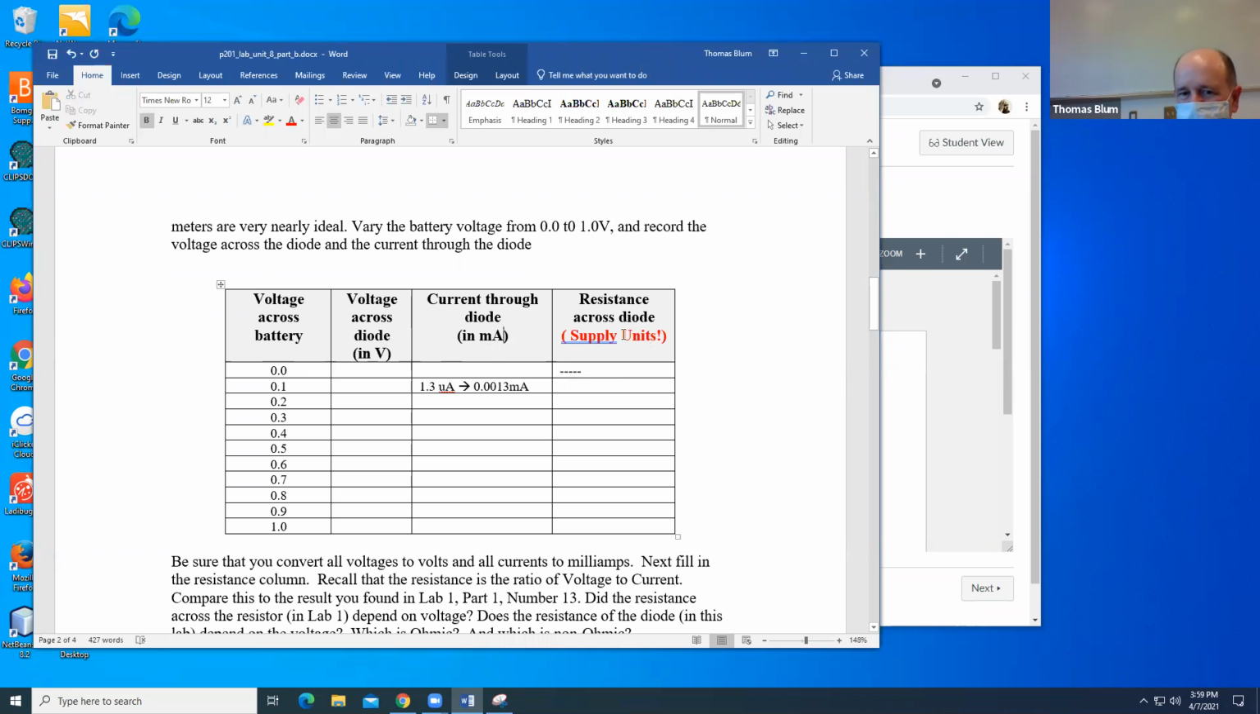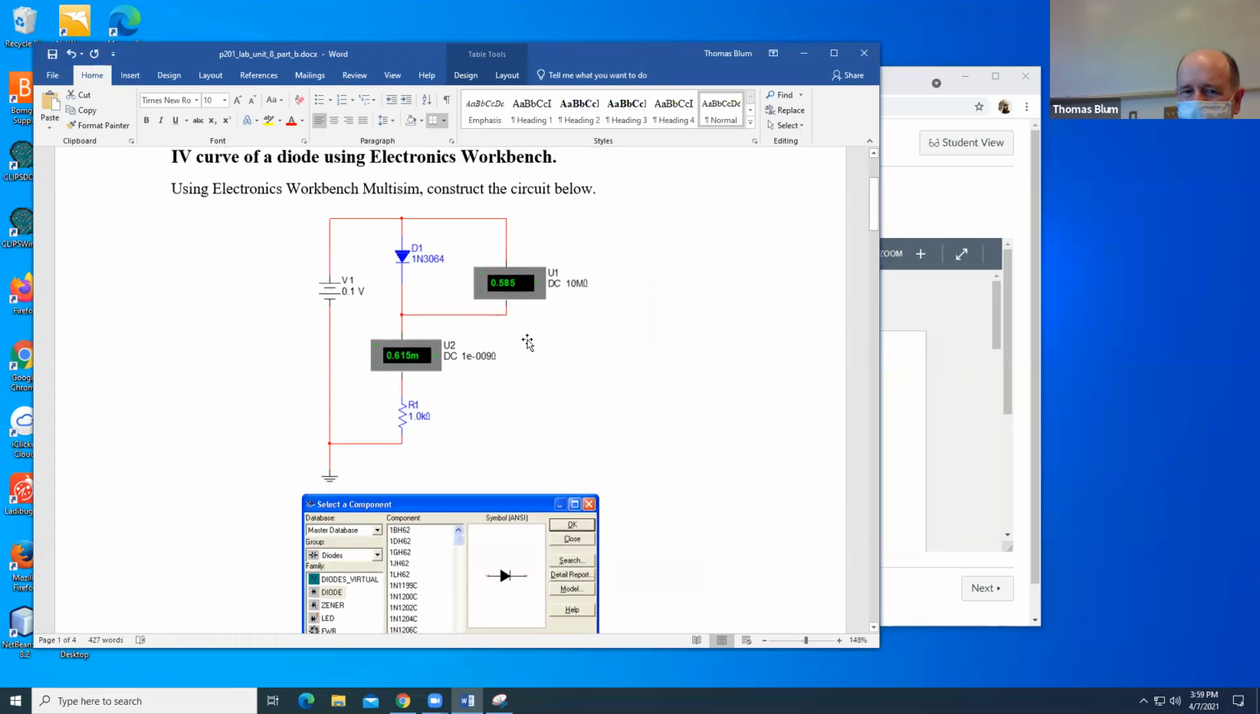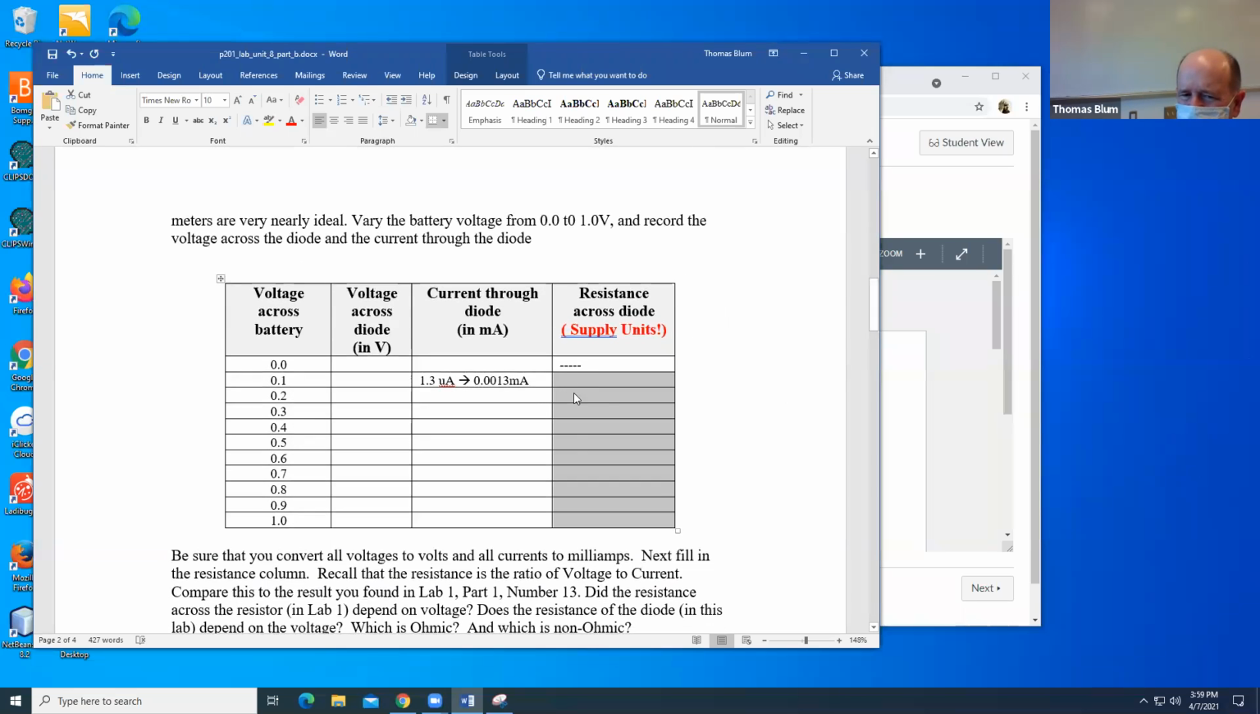Then don't forget a unit. Volts divided by milliamps is going to give us kiloohms. So we're going to have kiloohms. And this should be decreasing. It depends on what you do with your voltmeter. It may be flat and then decrease, or it may continually decrease. But you shouldn't see it go up and then down. If it went up and then down, maybe you missed converting the current.